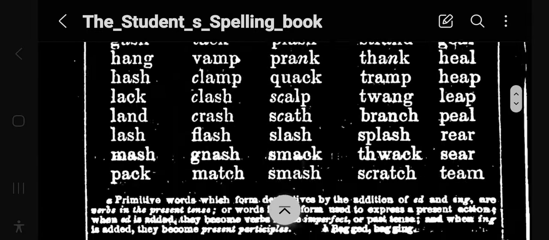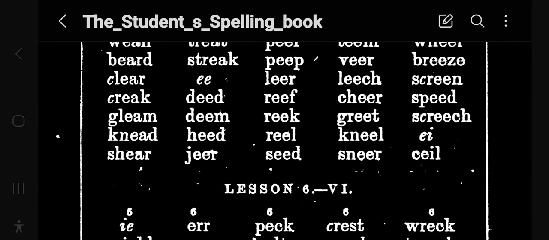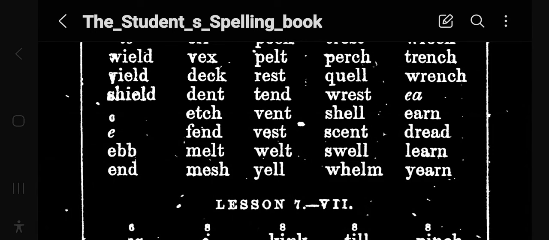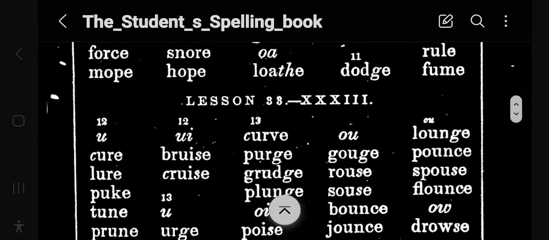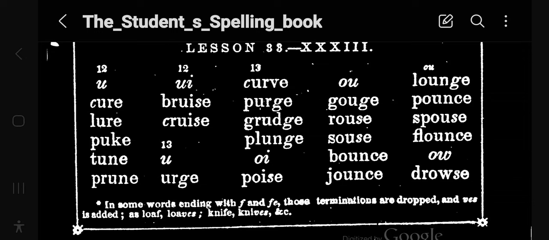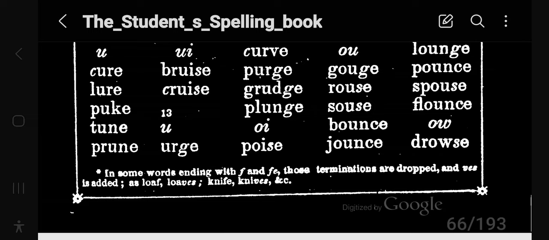Look. This is still like elementary words. Deed. Gem. Deem. Etch. Dent. Deck. Vex. Melt. Mesh. Now we're dealing with the E words. Lesson 20. No. 53. Ooh. Cure. Lure. Poke. Tone. Prone. Bruise. Course. Cruise. Ooh. Urge. Curve. Purge. Grudge. Grunge. Bounce. Jounce. Half of these, I don't even know what they mean.